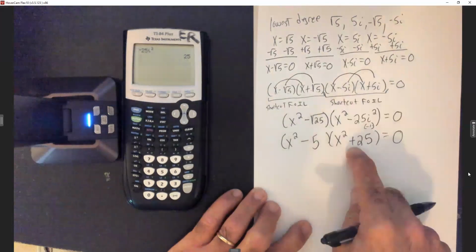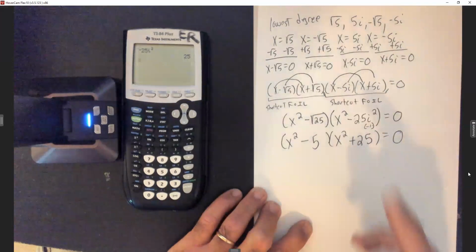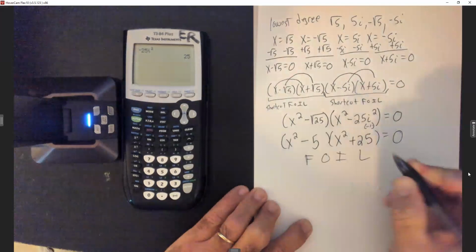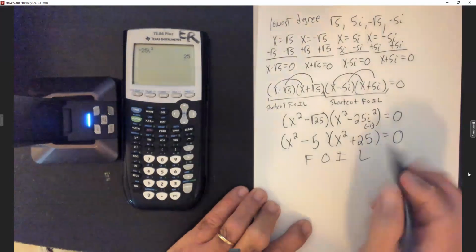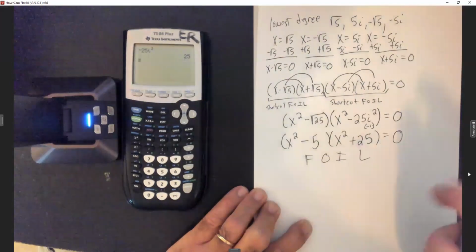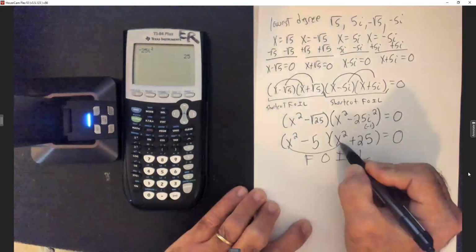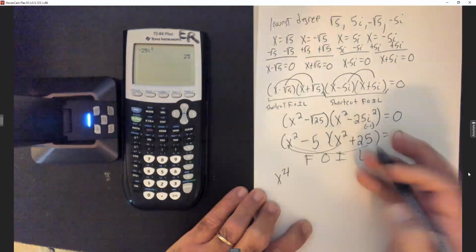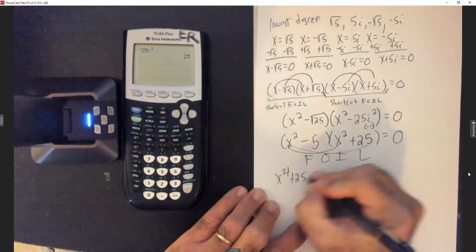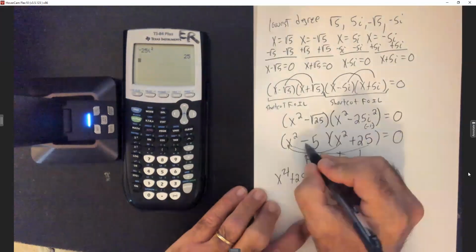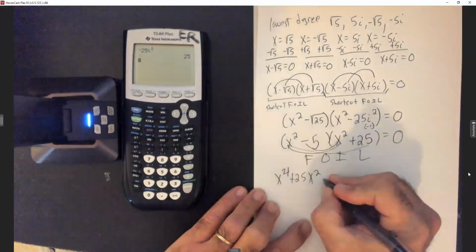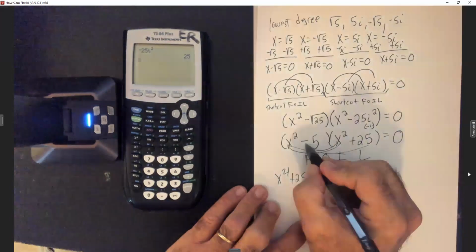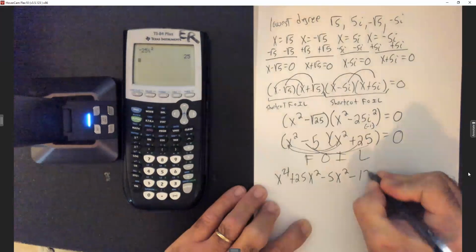All right, now that I got just numbers here, I'm going to FOIL this and be done. Now, these are not conjugate pairs, so I can't shortcut it. I got to actually FOIL it all out. So the x squared times x squared is x to the fourth. X squared times 25 is 25x squared. Negative 5 times x squared is a negative 5x squared. And then negative 5 times 25 is a negative 125, all equal to 0.